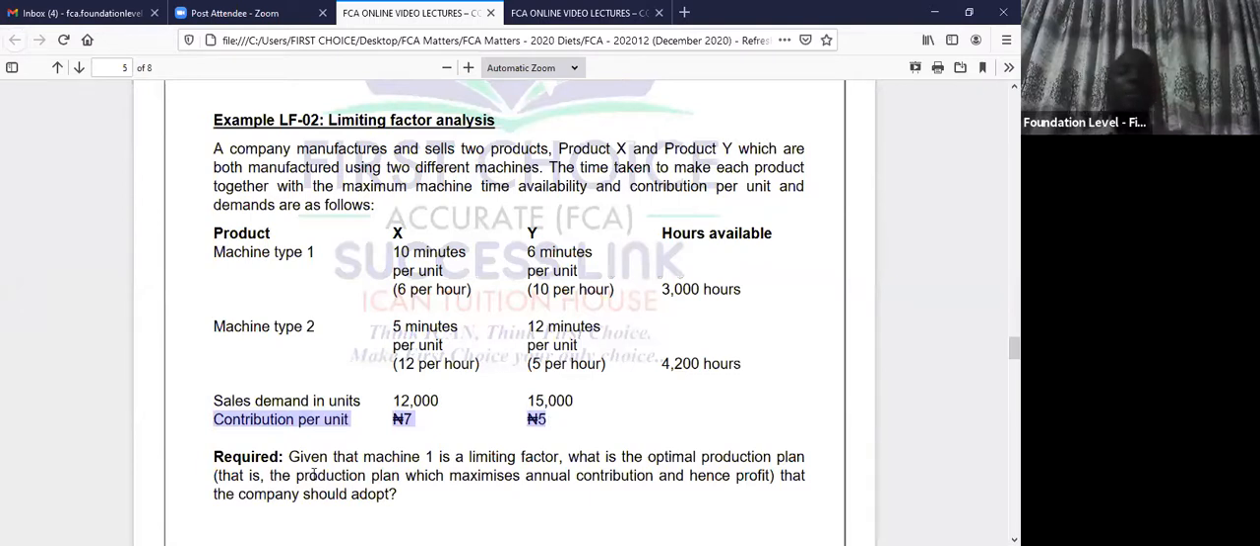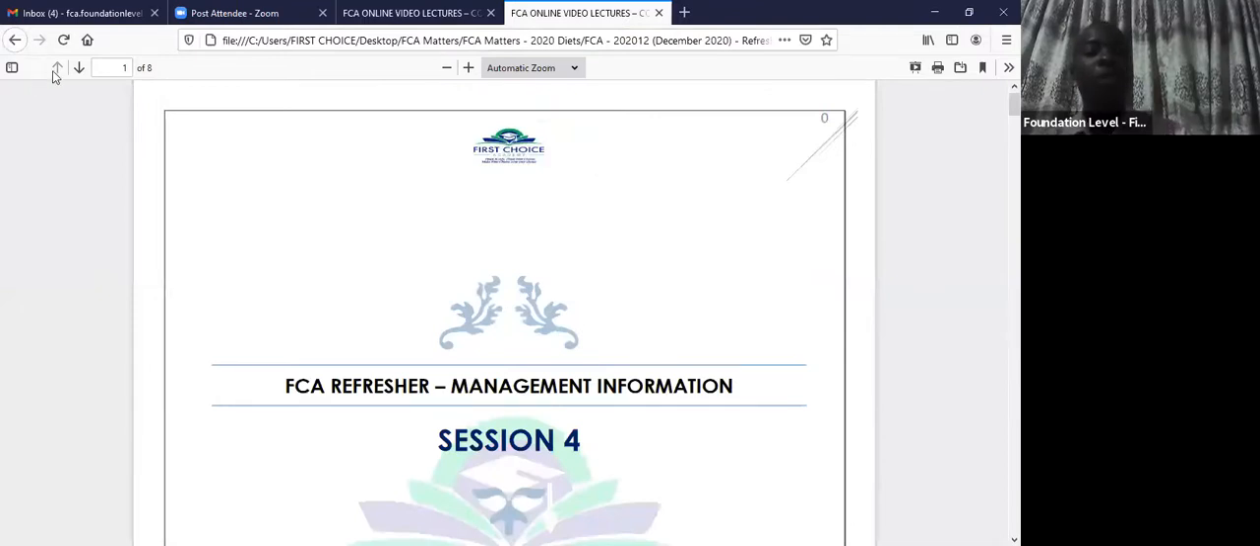Then, given that machine 1 is the limiting factor, we identified that machine 1 was the limiting factor. Now they are telling you that, assuming machine 1 is the limiting factor, what is the optimal production plan? That means they want you to do step 1 down to the ending. And what should the company adopt? Okay, let's look at the answer to this question.